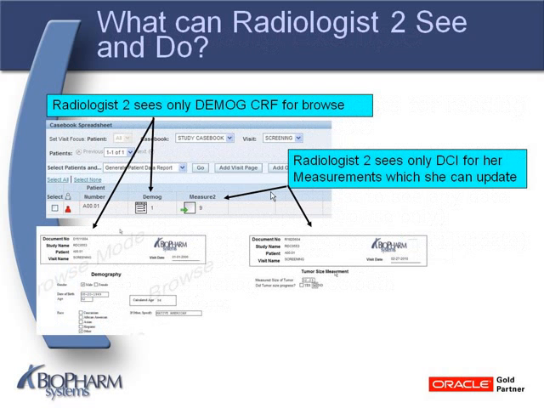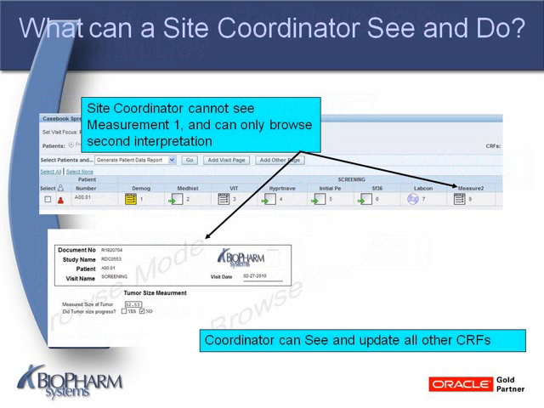The second radiologist also can see the demographics information, in a browse mode only. They can see the measurement form that applies to them. They can update that form as they need to, but they can see no other data in the application. Now for the site coordinator, who normally would be able to enter data in any form, what we can do with the DCI blinding is make those forms which they should not be able to enter or update browse only for them, or we can blind them to it completely. And what we see here is that one of the measurement forms is in fact enabled to be seen, but only in a browse mode, and the other one is not there.